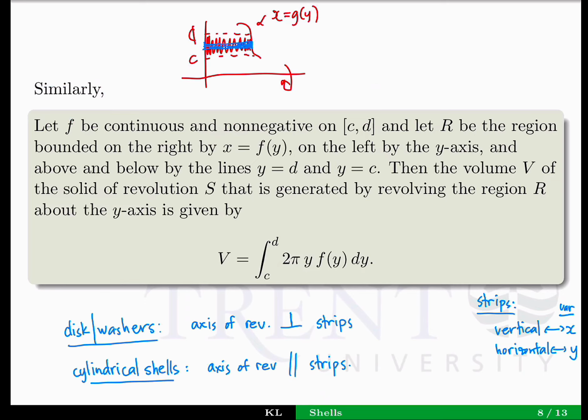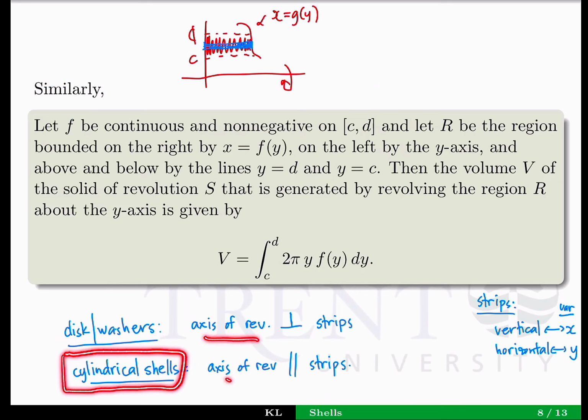The orientation of both the axis of revolution and the strips dictate which method to use. You will see later that sometimes when you use your disc or washer, the integral is not easy to do. You can solve the same solid using a cylindrical shell.